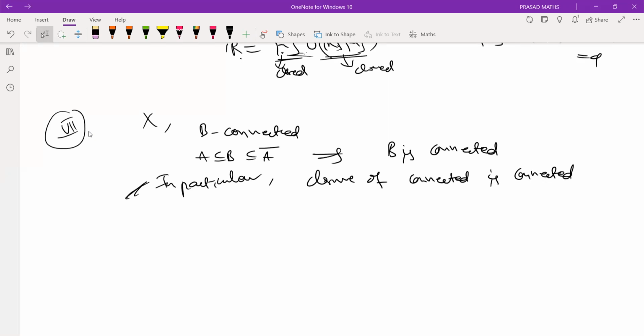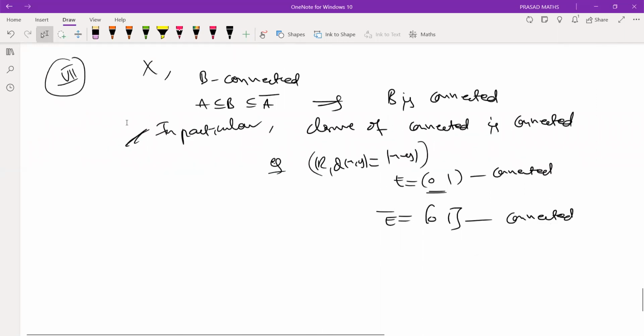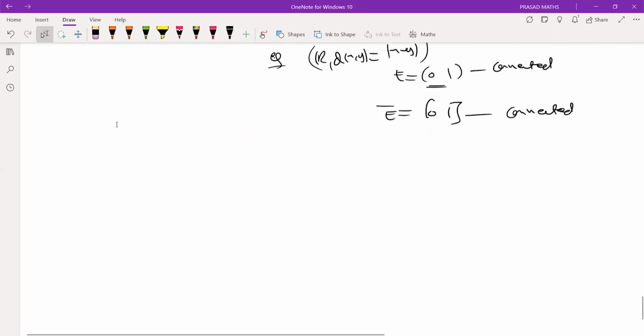Right? Suppose you take R with respect to the usual metric. Suppose you take this as my connected set. This is an interval, therefore it is connected. What is the closure? Closed interval 0, 1. Is it connected? Yes, because it is an interval. So the closure of a connected set is always connected.